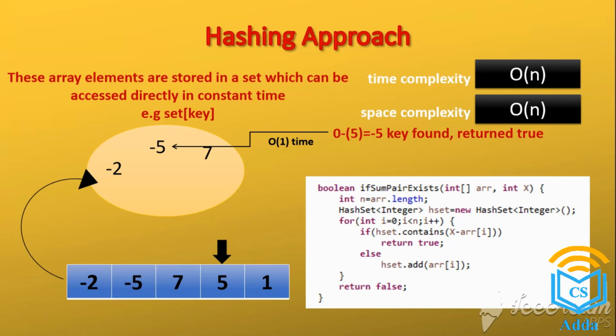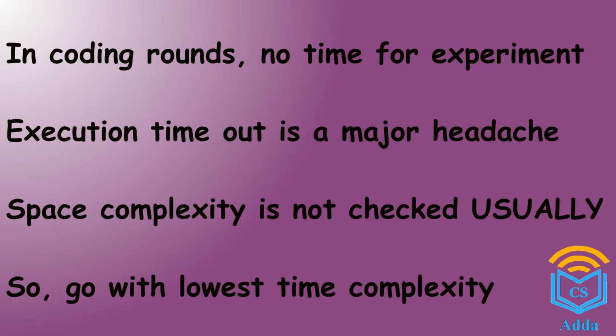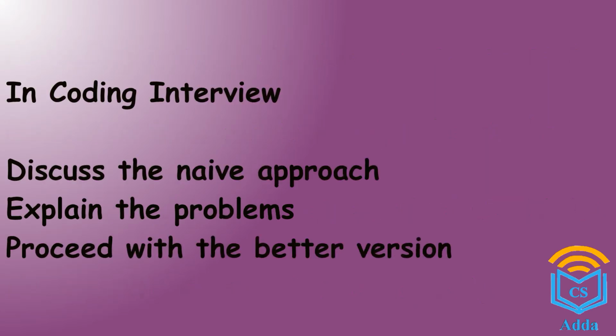Now it's on the developer to decide the trade-off between the time and space complexity. If you are given any similar problem in a coding round of a company, then go for the hashing method because you don't get enough time to experiment and you may get an execution timeout if you don't use the best method. Coding rounds usually don't check space complexity, so you are safe in that case. But if you are asked in an interview, go in the same order that I explained. First the highest complexity, then the medium one, and then the best one.